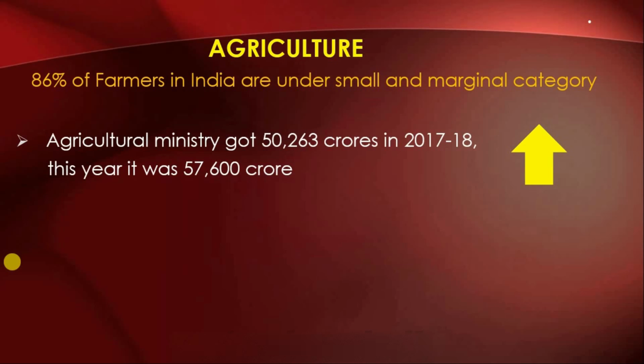So as discussed, the focus was on agriculture. This year the agriculture ministry got 57,600. It was very high when compared to previous year. So previous year it was 50,263 crores.